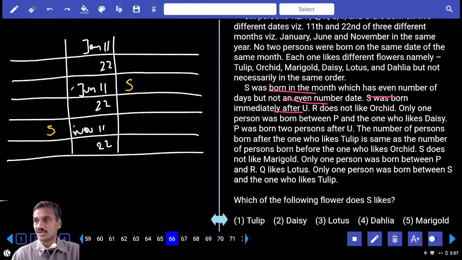And S was born immediately after U, so U and S must be like this. And R does not like orchid, so R orchid is ruled out.